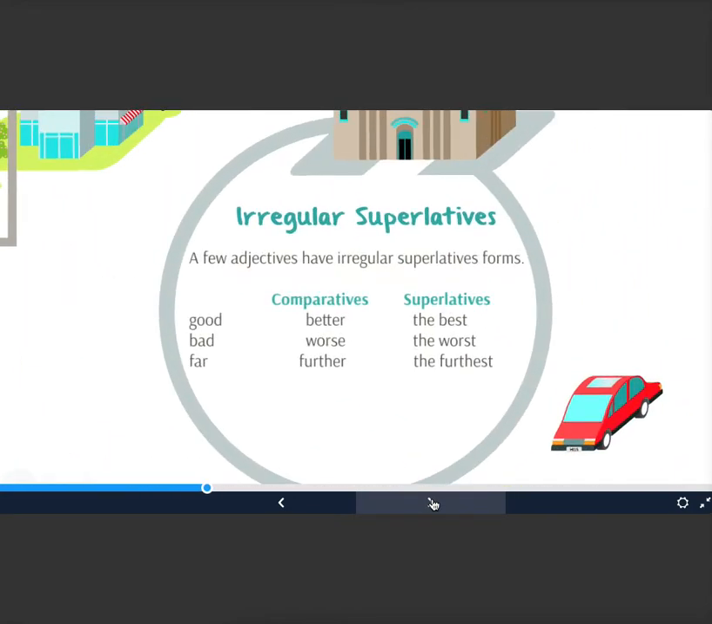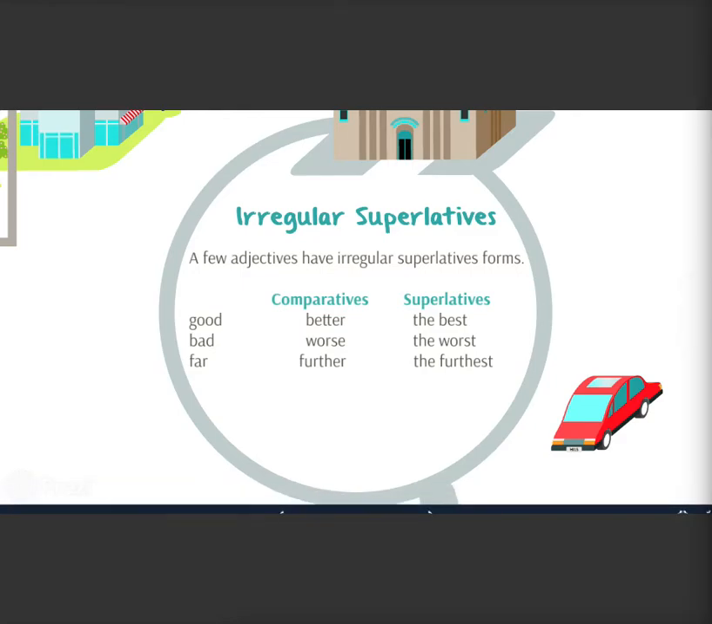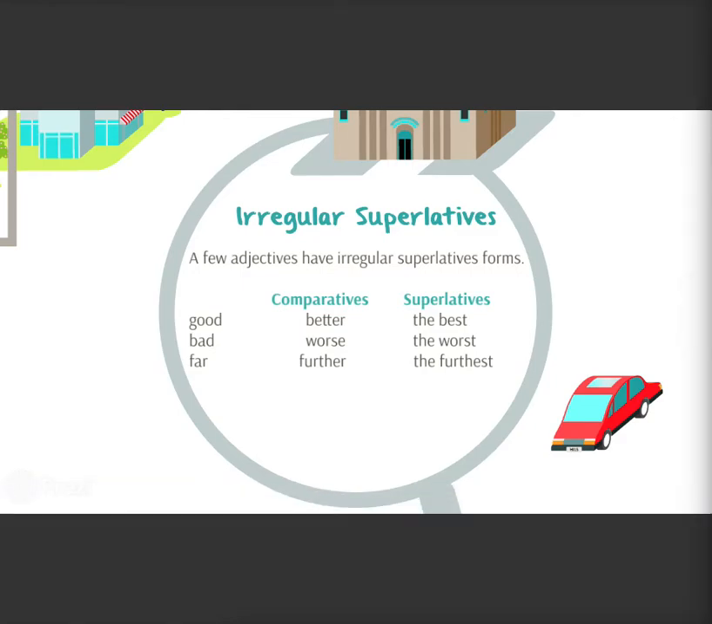And there is something else you need to know here. Irregular superlatives. There are some adjectives that are irregular. Hay unos adjetivos que son irregulares, mis amores. Vamos a ver estos tres y nos vamos a enfocar en estos tres, ¿ok? Okay, I hope you can see my screen now better.